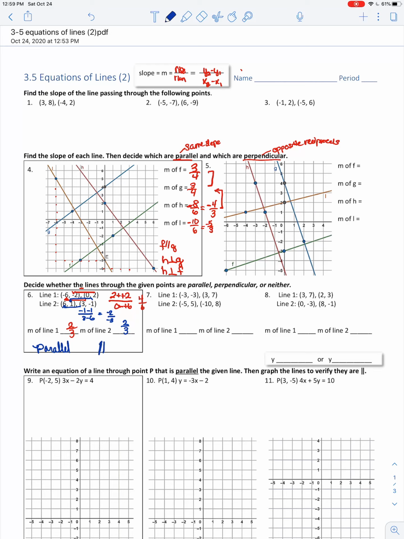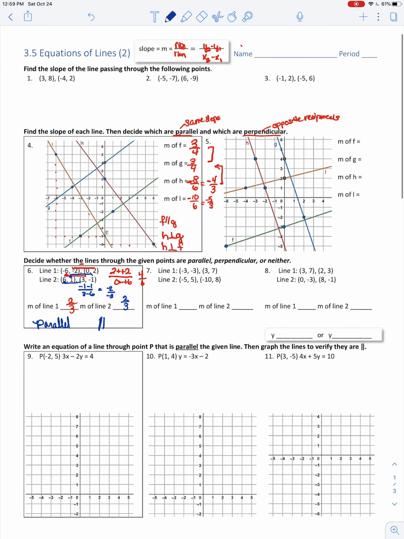Now we need to figure out how we're going to find an equation of a line through point P that is parallel to this given line. So here's our point P, it's at -2, 5. And we want to know what line is going to be parallel to this line and go through this point. So we're going to need to know our equations of lines.